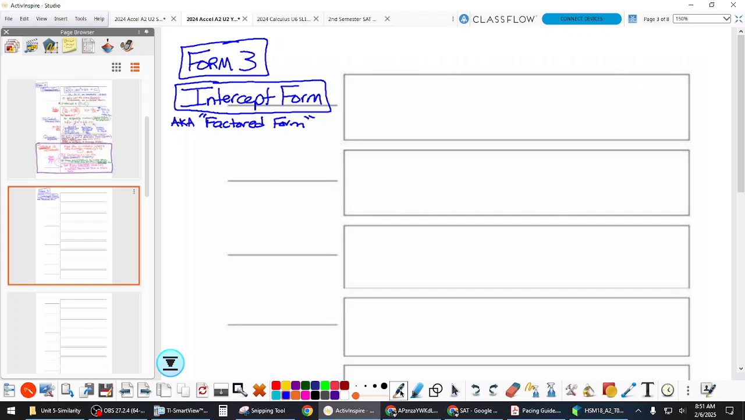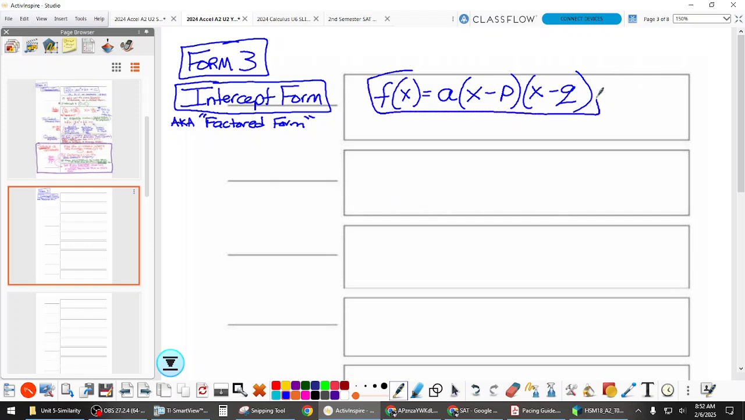So, just to guess, what do you think this form's going to tell you? The x-intercepts, right away, yep. Good job. Here's what it looks like. We have this a value out front, just like always. We're introducing some new letters. Sorry, but we are. P and Q. That is intercept form.